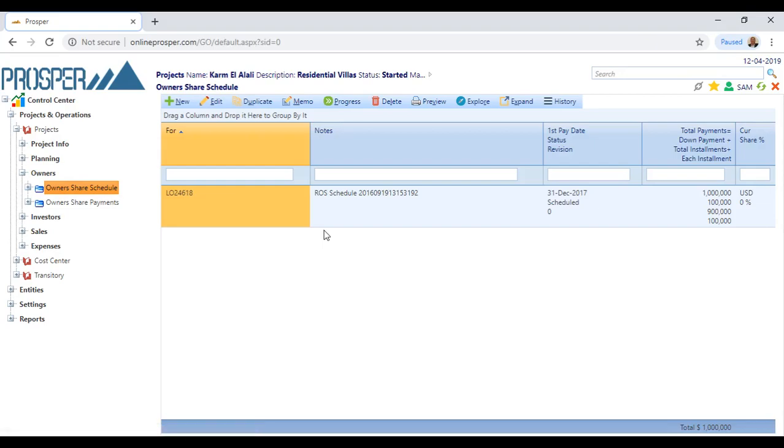So that's what the owner schedule is. When you start a project, you have to tell Prosper how you are paying the owner. Is it a cost item that you're buying in advance, or is it something that you're sharing, for example, 25% or 12% or 35% or 50%, depending on the value of that land, how valuable it is compared to the prices that you are getting out of the units that you sell.